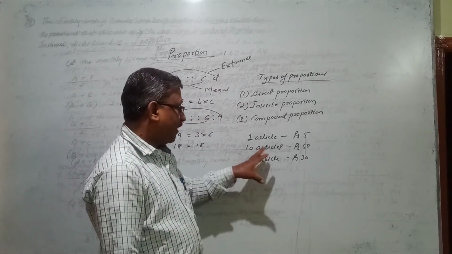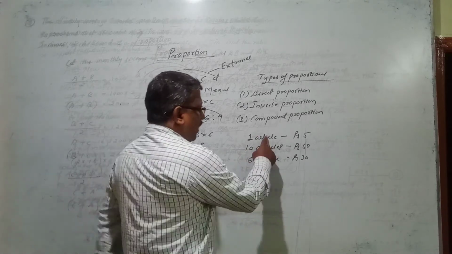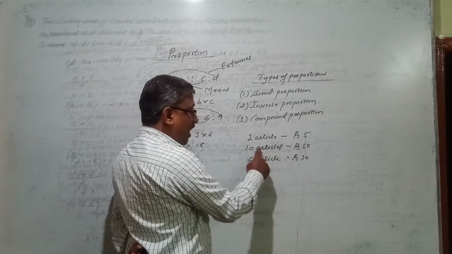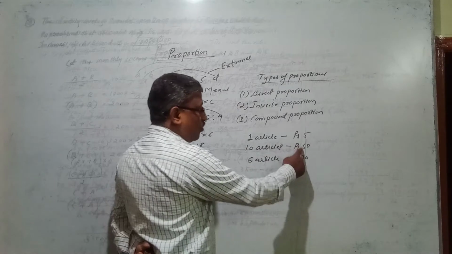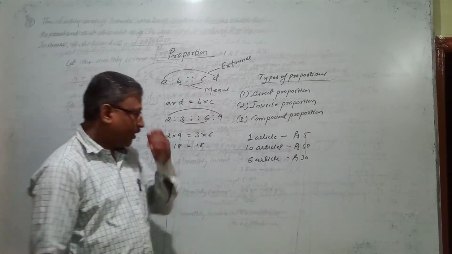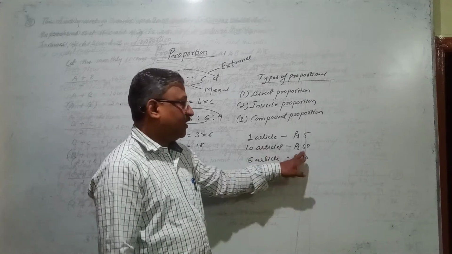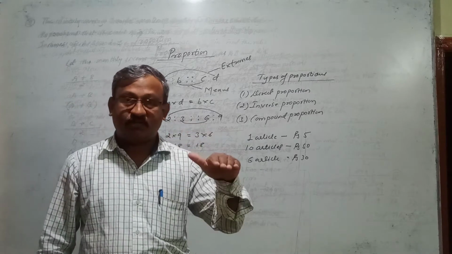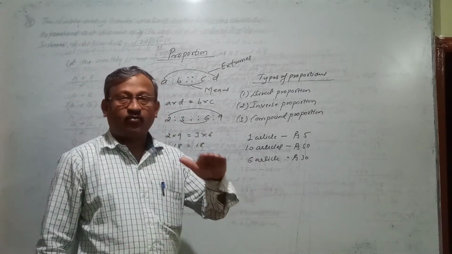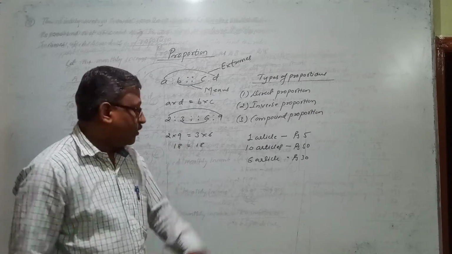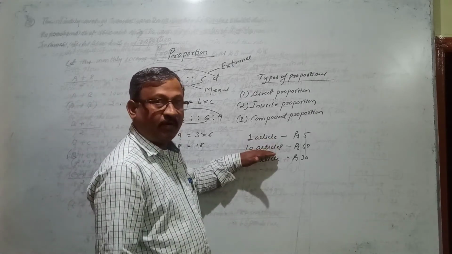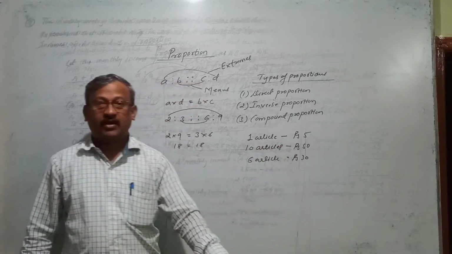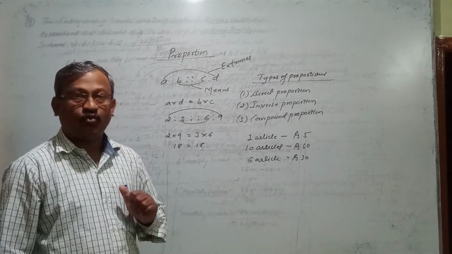If you observe this carefully, what you can see, as the number of articles bought increases, the cost also increases, and as the number of articles bought decreases, the cost also decreases. Means what we can say here, the number of articles varies directly with the cost. When both are increasing or both are decreasing, then we say that it is in direct proportion.